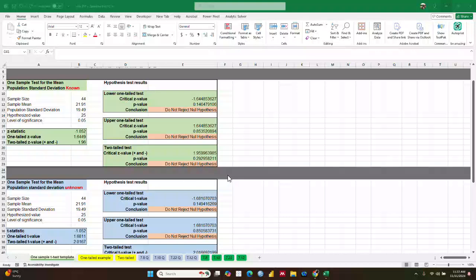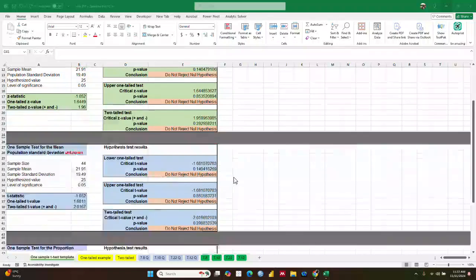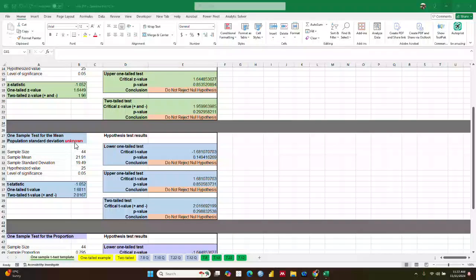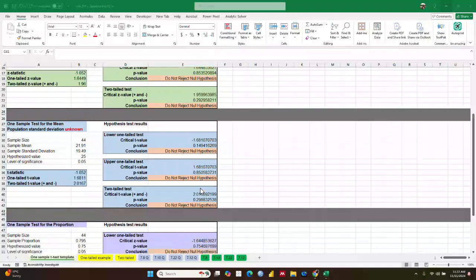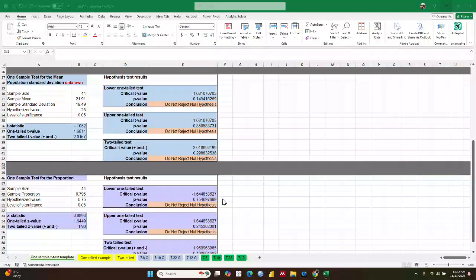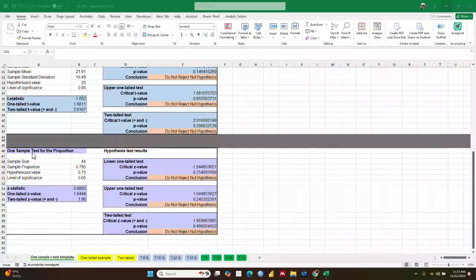If the population is not known, and usually you see a data set given to you and no explicit mention of things regarding the population, then you assume unknown population. We go with this template that assumes T distribution and goes for T test. The other condition that you may see is when we are talking about a proportion and doing hypothesis on a proportion, then your template is this part, one sample test for proportion, and again we are assuming Z distribution and performing Z test for proportion.